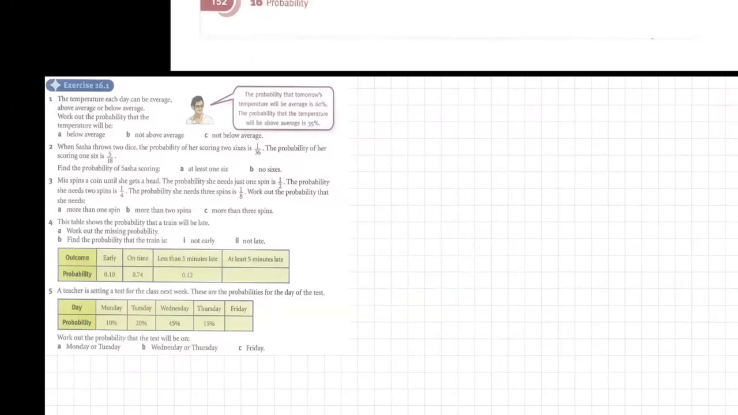Number 3 says Mia spins a coin until she gets a head. The probability she needs just one spin is half. The probability she needs 2 spins is 1 over 4. The probability she needs 3 spins is 1 over 8. Work out the probability that she needs more than 1 spin. So actually number 3 is looking for the probability of not 1 spin.